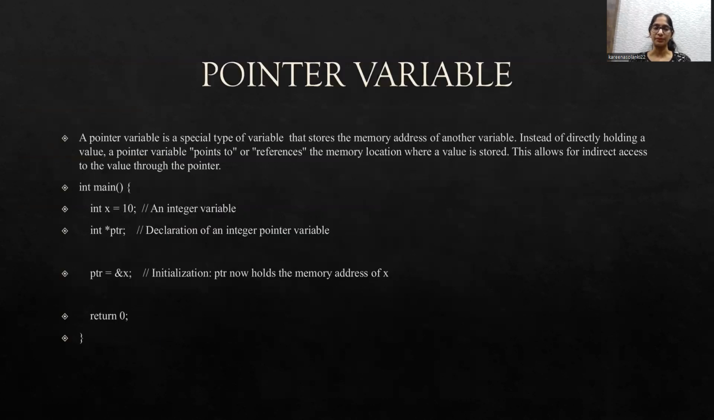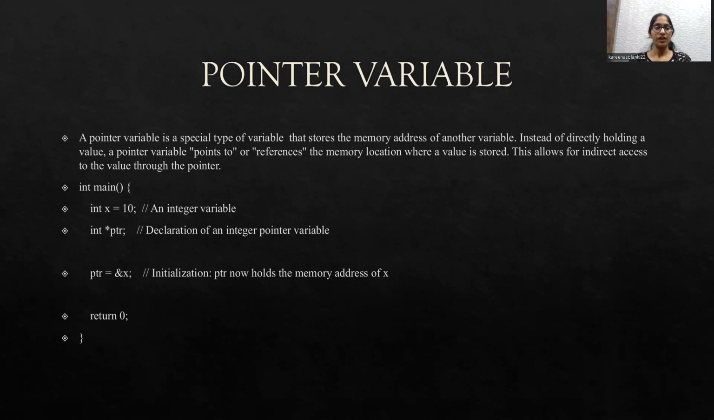Next, what is a pointer variable? A pointer variable is a special type of variable that stores the memory address of another variable. Instead of directly holding a value, a pointer variable points to or refers to the memory location where a value is stored. This allows for indirect access to the value through the pointer.